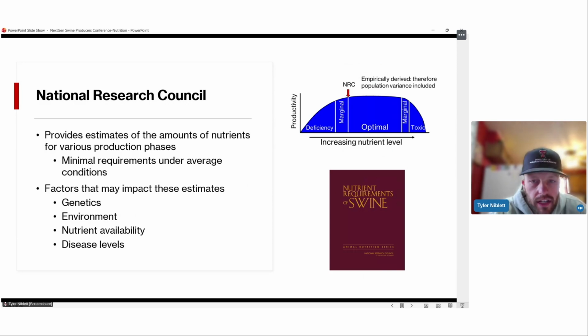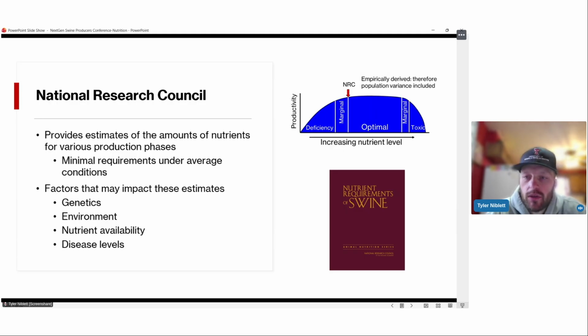So the National Research Council is the committee that puts together the nutritional requirements for pigs and actually various other species as well. But here we're just speaking about pigs. These estimates provide the amounts of nutrients for various production phases. However, they are the minimal requirements under essentially average conditions, meaning if you were to walk into a grow finish barn that's ideally managed in terms of environment and such. It takes into account factors including genetics, varying environments, nutrient availability within the different ingredients that you use, as well as the potential for varying disease levels.